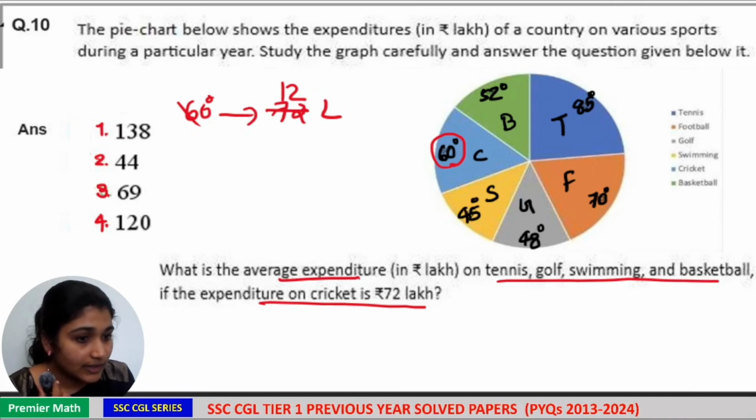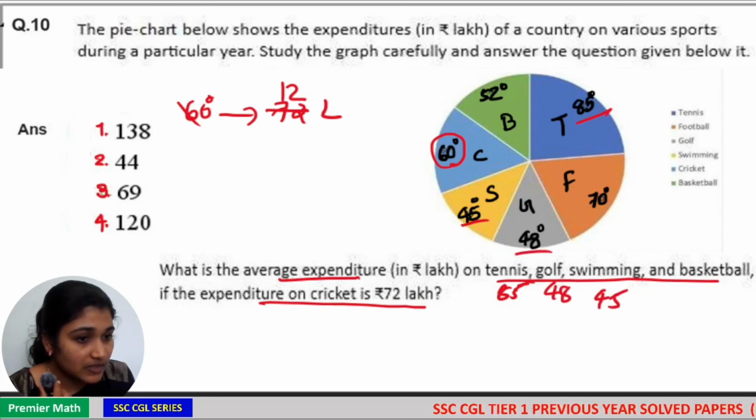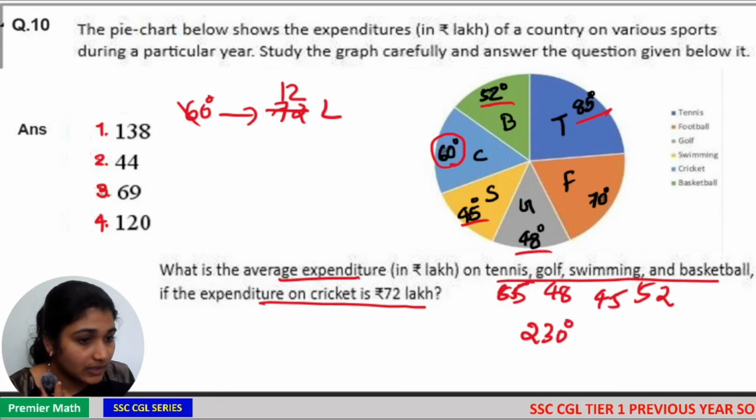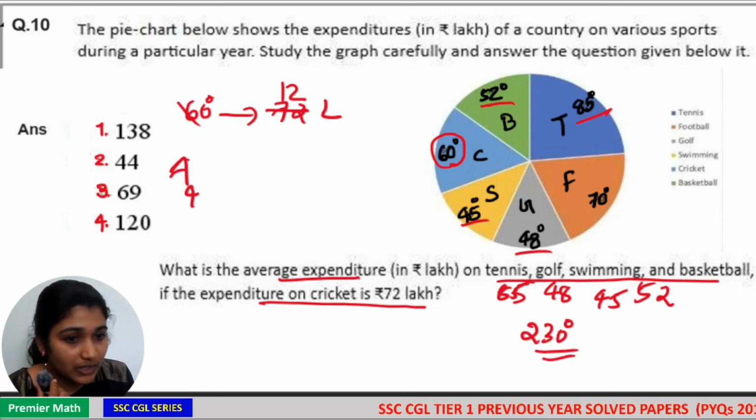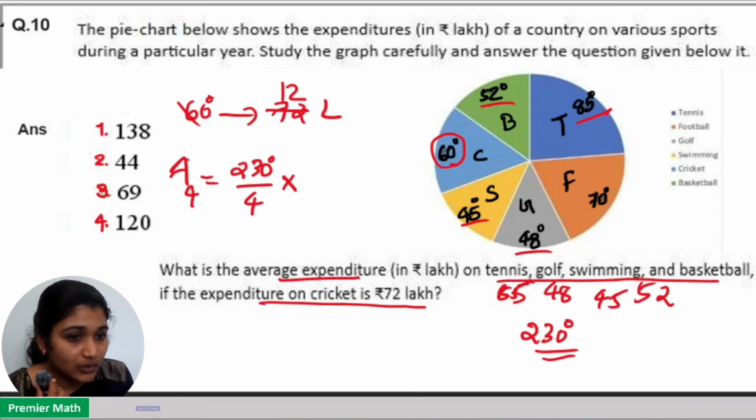Here tennis it is 85 degree and golf it is 48 degree and swimming it is 45 degree and basketball it is 52 degree. So 48 plus 52 is 100, 45 plus 85 is equal to 120 plus 10, 130. So total 230 degree. So average of 4 means 230 divided by 4 degree, which is equal to 230 by 4 into 1.2 lakh.